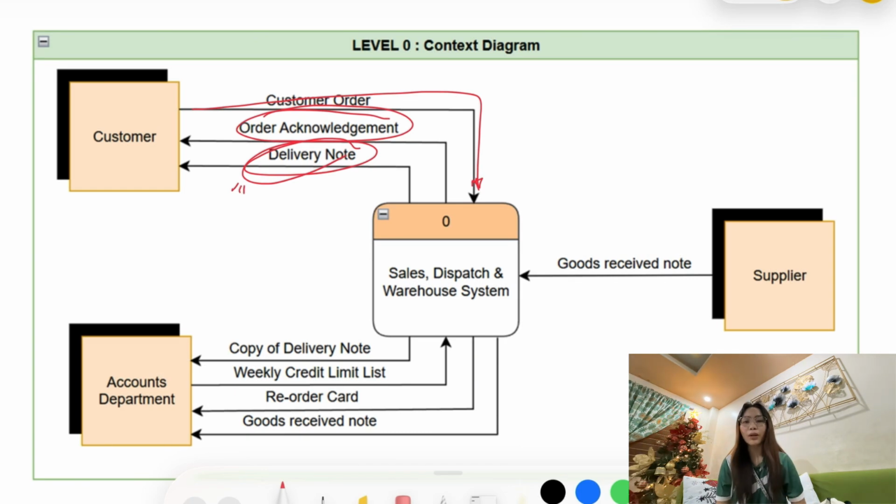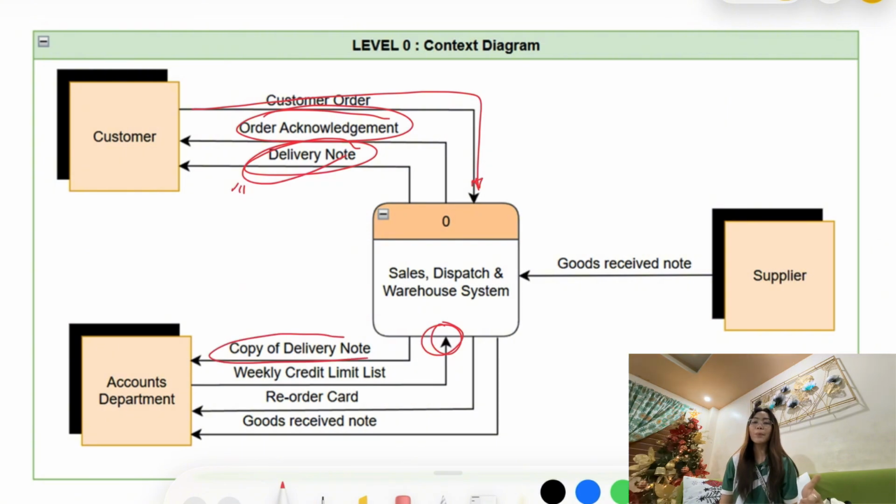Below the customer, we show the accounts department, which is an external system handling invoicing and payments. Accounts sends a weekly credit limit list into our system. This list is used by sales to check which customers are already at their credit limit and should not be allowed more orders. Our system also sends 3 outputs back to accounts.